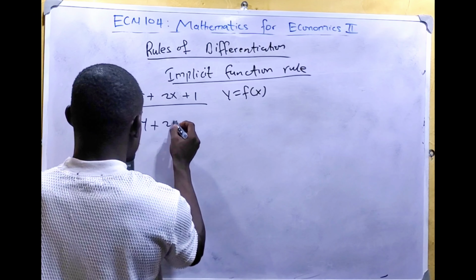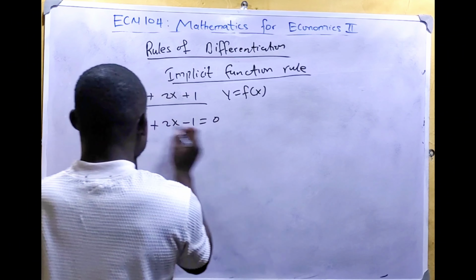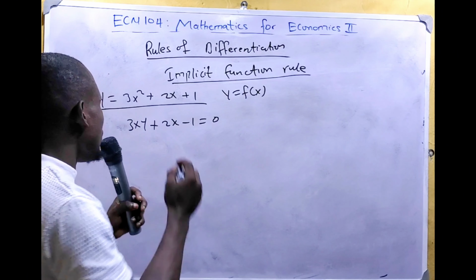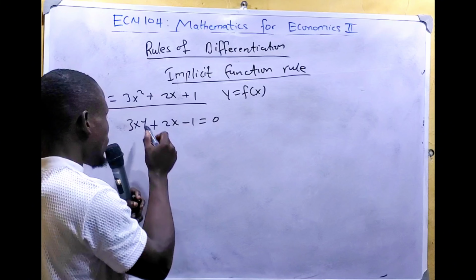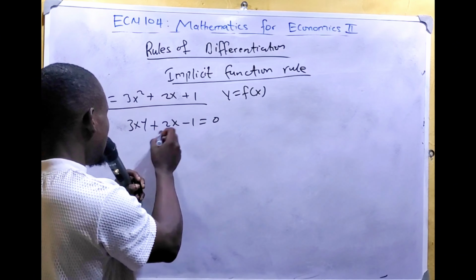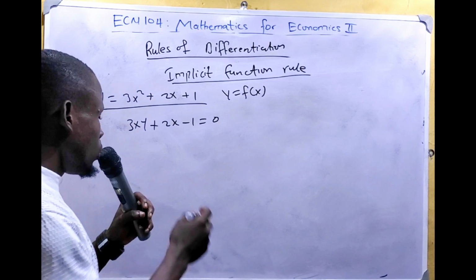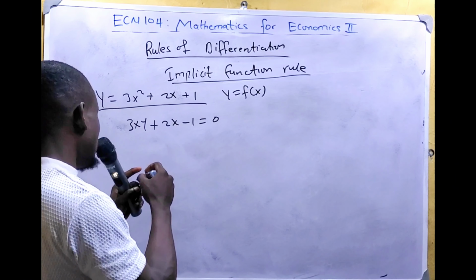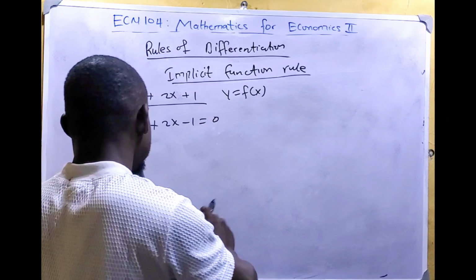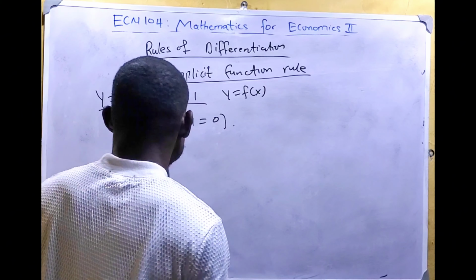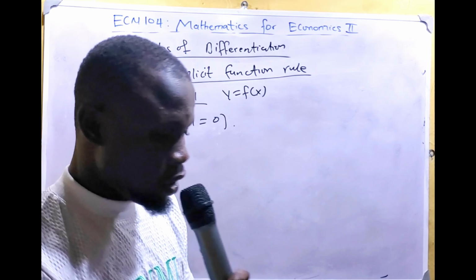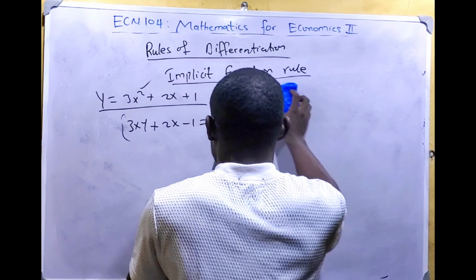But if we have a function such as 3xy plus 2x minus 1 equals 0, this is an implicit function, because here it is not clear if y is the dependent variable or if x is the dependent variable. For you to make either of these the dependent or independent variable, you have to first make one of them the subject of the formula. So this is what we call an implicit function. Now, how do we differentiate this implicit function? We already know how to differentiate explicit functions, and we have mastered that. In the case of implicit functions, how do we differentiate them?